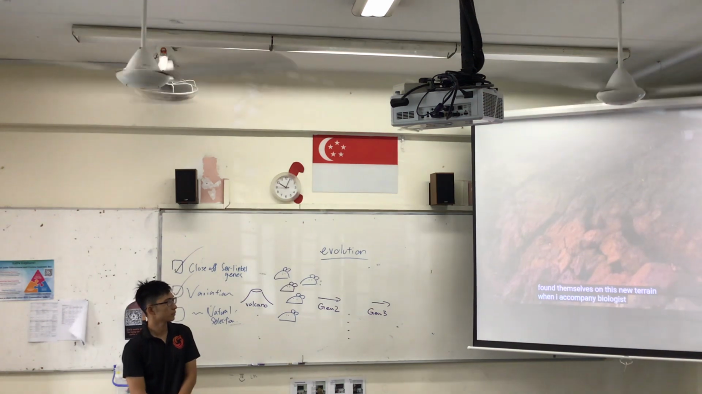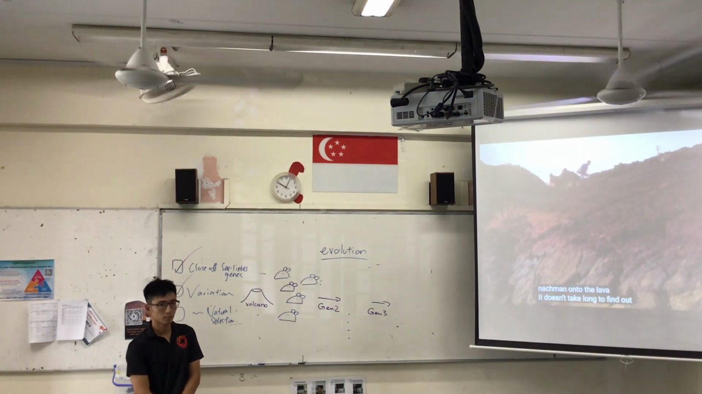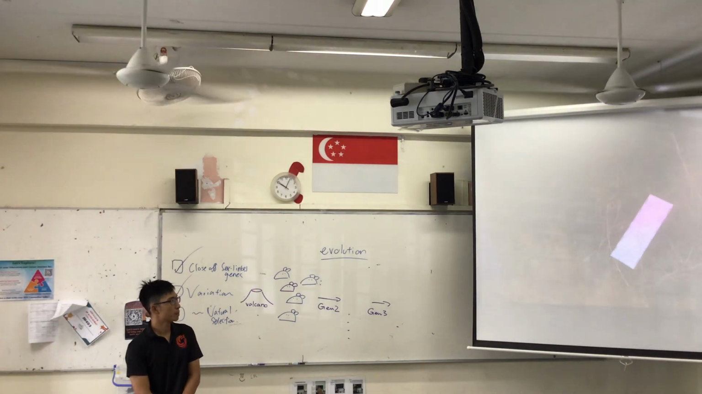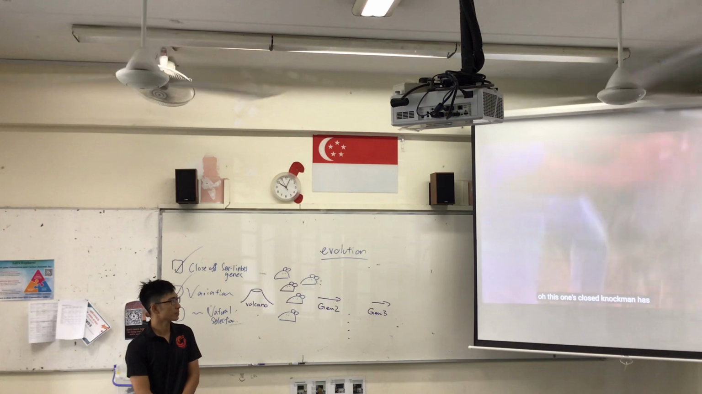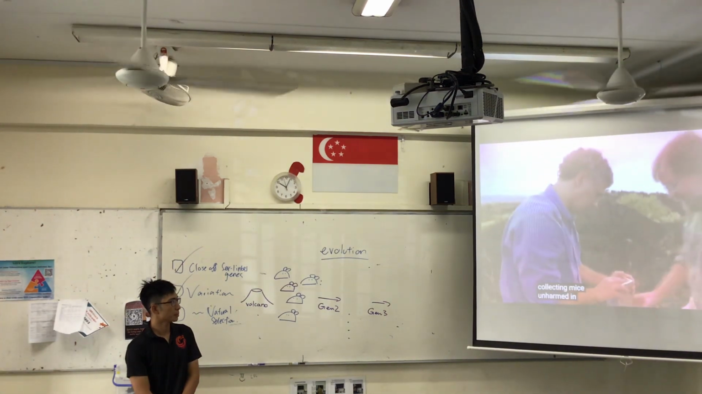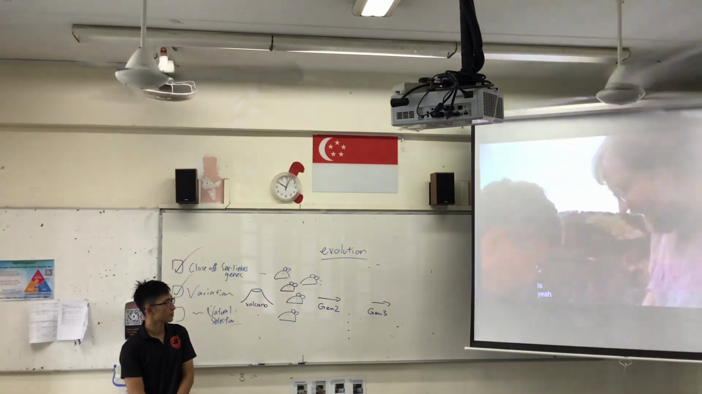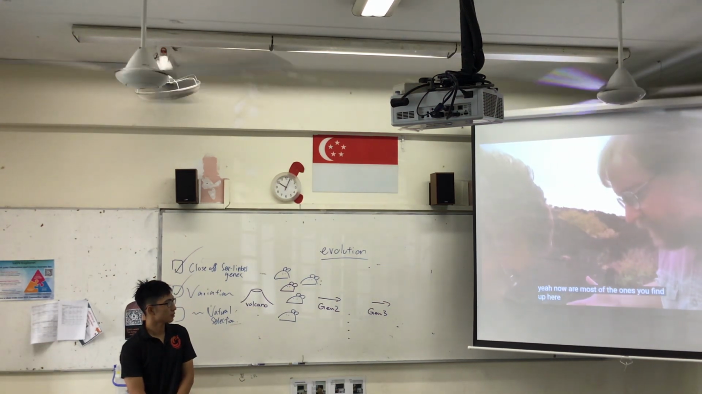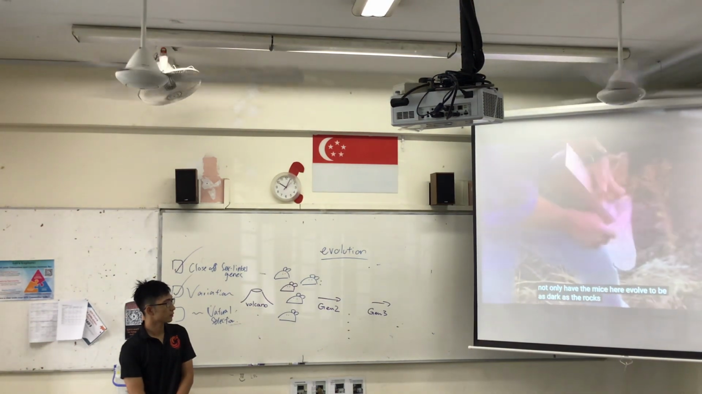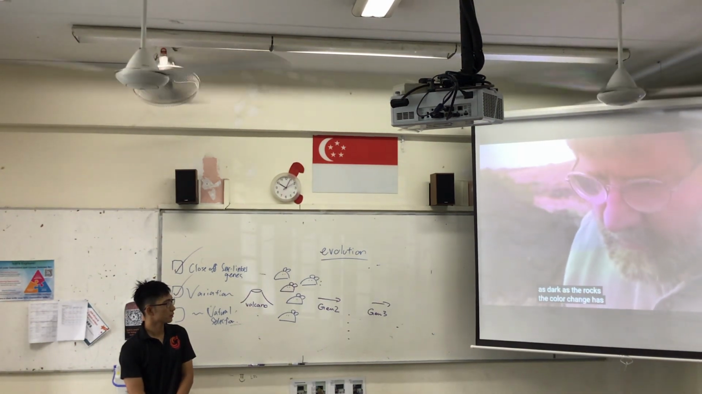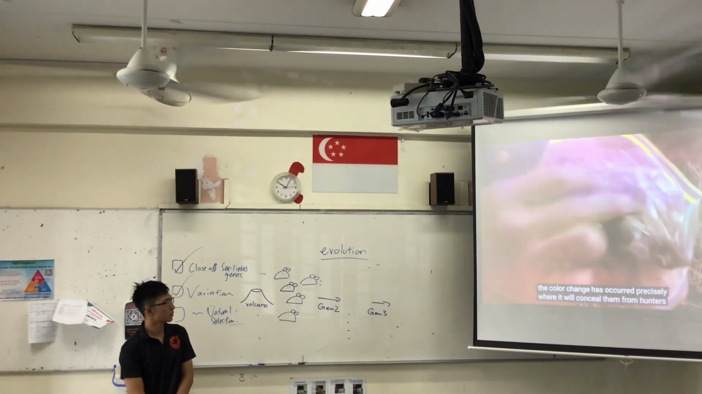When I accompany biologist Michael Nachman onto the lava, it doesn't take long to find out. Nachman has been collecting mice, unharmed, in traps. And it's a dark one. Now, are most of the ones you find out here dark? Almost always. Not only have the mice here evolved to be as dark as the lava, the color change has occurred precisely where it will conceal them from hunters.